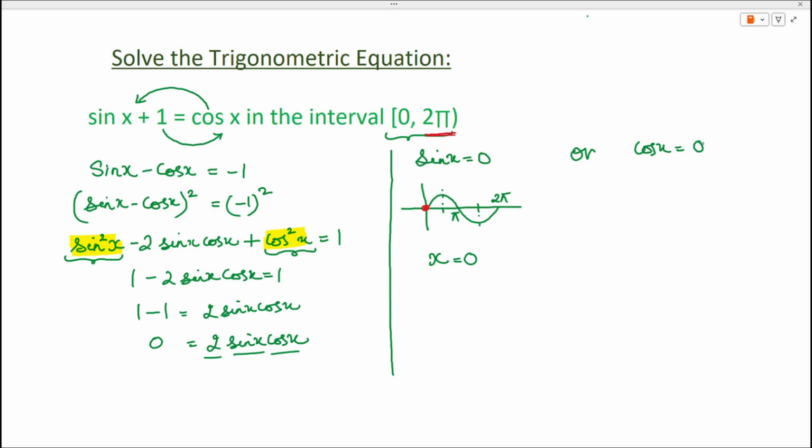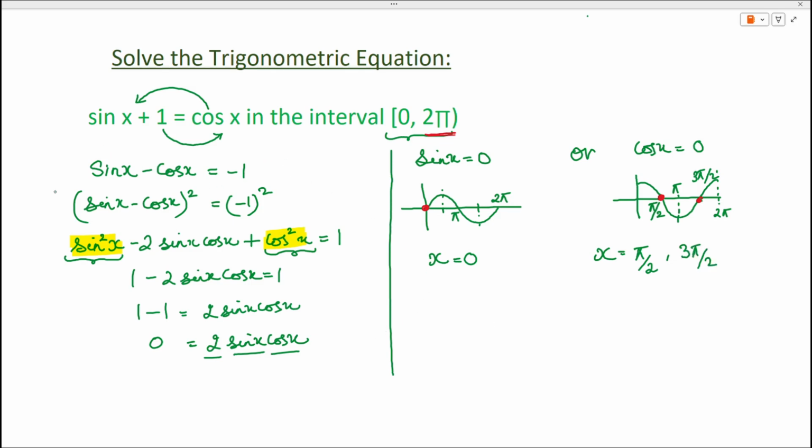Now let us look into the other one, cos x is equal to 0. If we draw a graph of cos x, this is how it looks for one period. So this is 2 pi, this is pi, this value will be pi over 2 and this is going to be 3 pi over 2. Now you can clearly see that cos pi over 2 is equal to 0 and cos 3 pi over 2 is equal to 0. So the possible values of x over here are x could be pi over 2 or x could be 3 pi over 2.